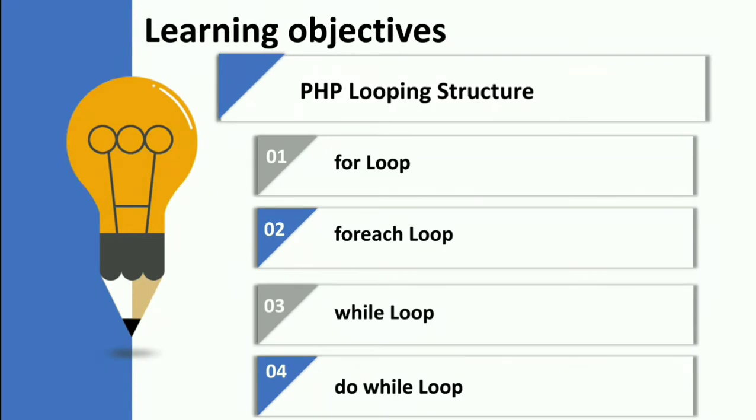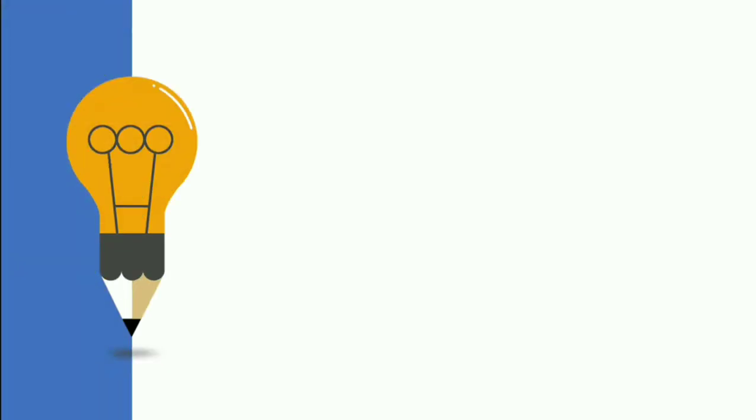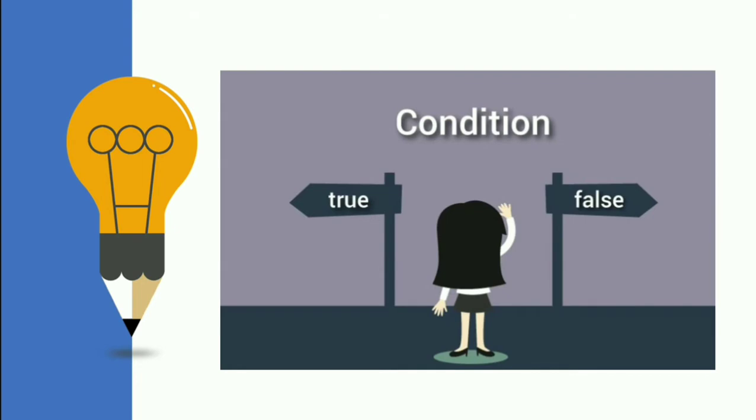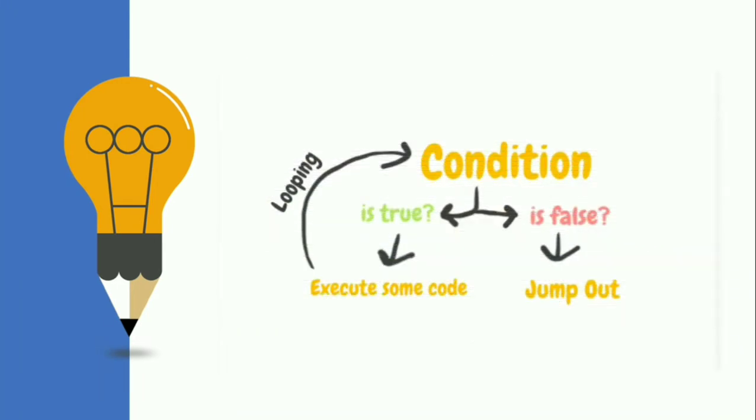Now let us see the general idea of looping structure. So here also we do have condition. Based on the condition, we do have two different concepts. The condition result, it can be true or it can be false. So look at this. Here we do have a condition, and this condition, if it is true, we have to execute a set of code.